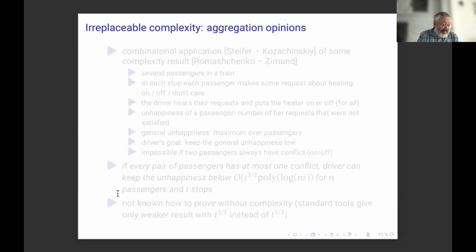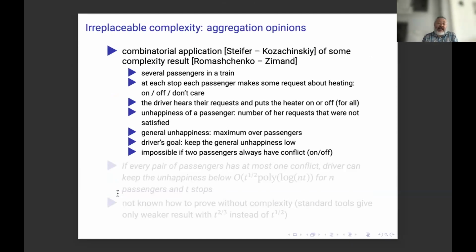But there is a more complicated case. That's a kind of game, a combinatorial game, which is somehow related to learning theory. And it turns out that some complexity result obtained by Ramashchenko and Zeeman can be used to prove something about aggregating opinion in learning theory. And this was discovered by Steifer and Kazachinsky.